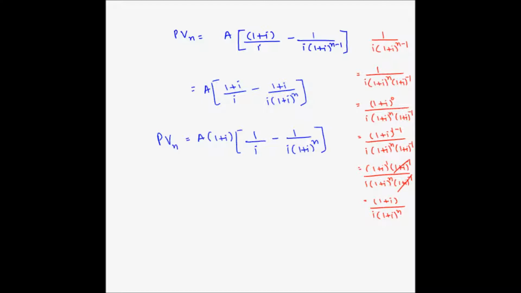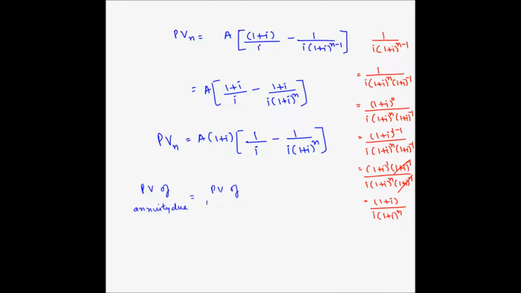So in case of annuity due, we have added a 1 plus I. So we can also say present value of annuity due is equal to present value of ordinary annuity into 1 plus I.